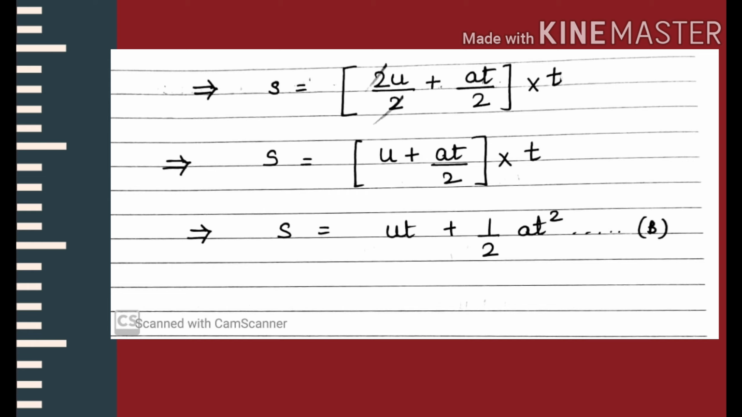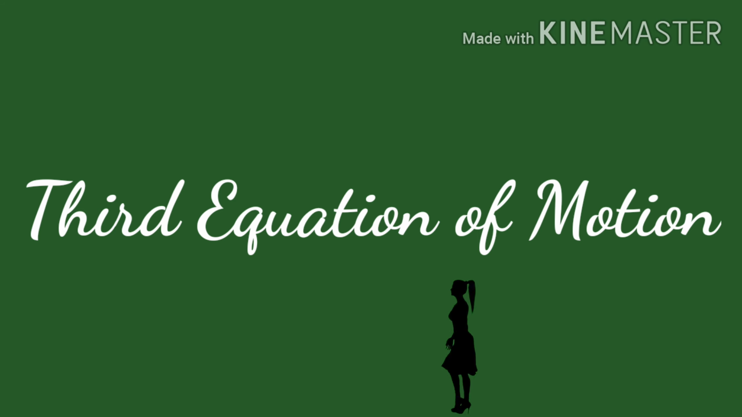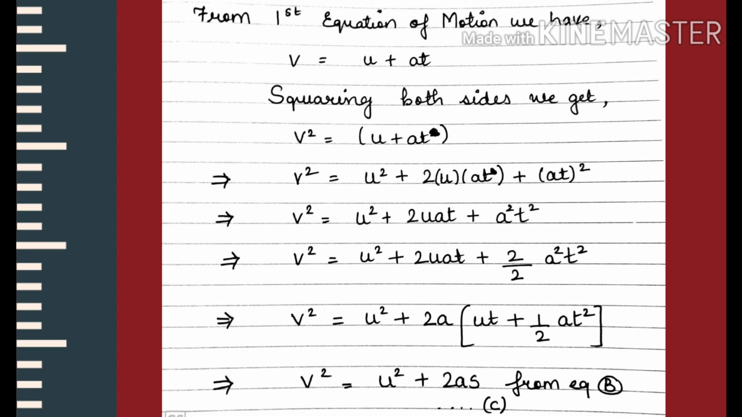Isn't it very simple? Now the third equation of motion is even easier. We will just consider the first equation of motion. What is it? It is v is equal to u plus at. Now squaring both the sides, we get v square is equal to u plus at whole square. Do you know the formula? a plus b whole square is equal to a square plus 2ab plus b square. Yes, that only we are using in this equation. So what do we get?